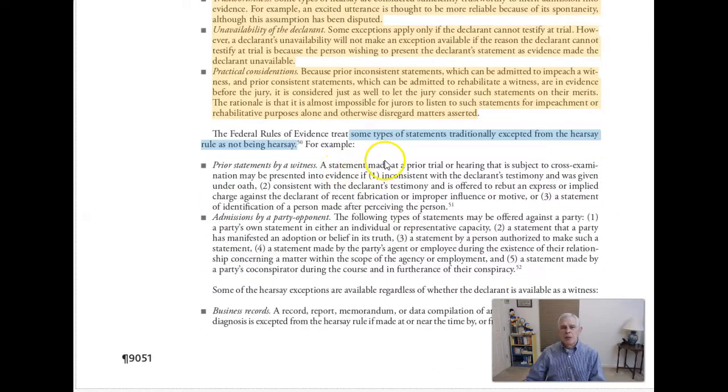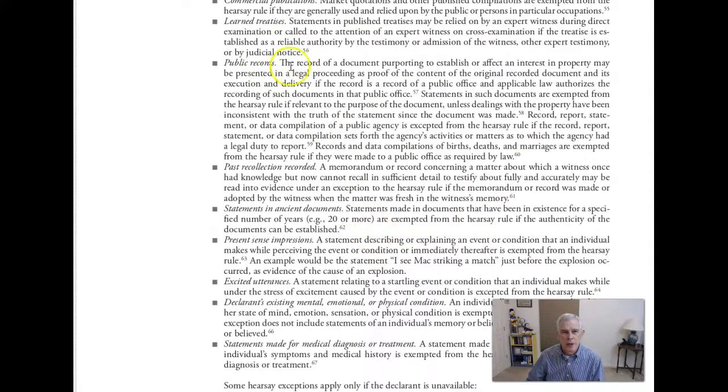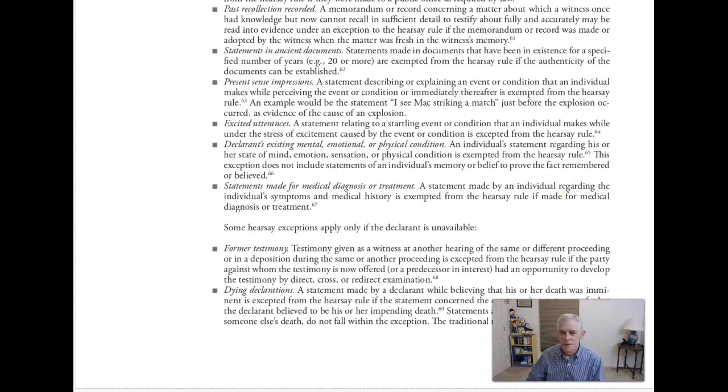Now, there are some types of statements traditionally excepted from the hearsay rule as not being hearsay. So you might consider something, well, that should have been hearsay, but these rules here, look at this, say, well, no, this is not hearsay itself. Business records, for example. You can look through here, commercial publications and so forth, statements, look down through here. A dying declaration, read through this, this is interesting.